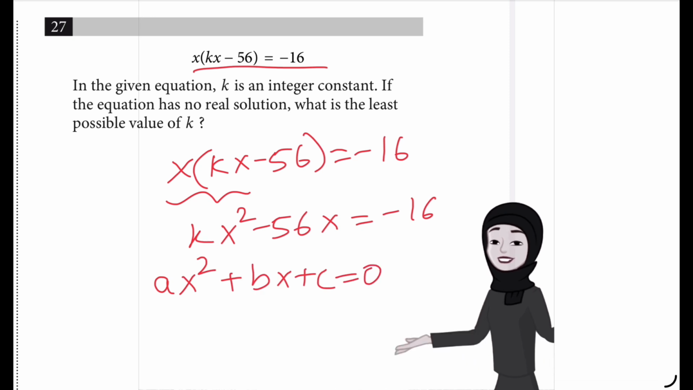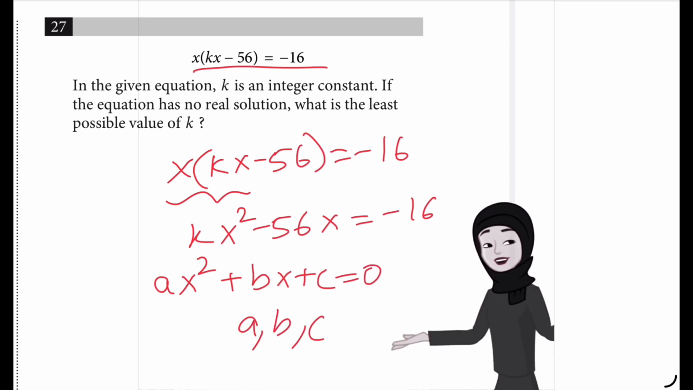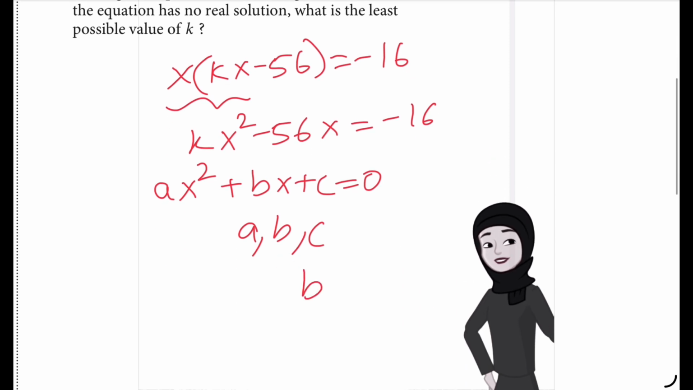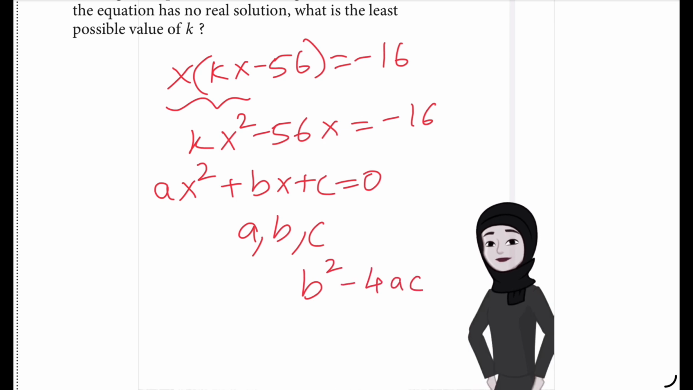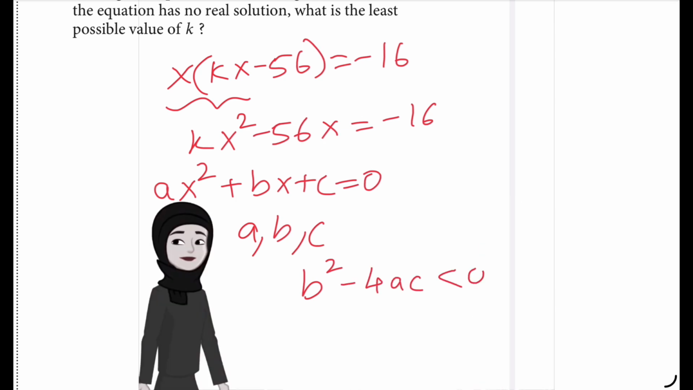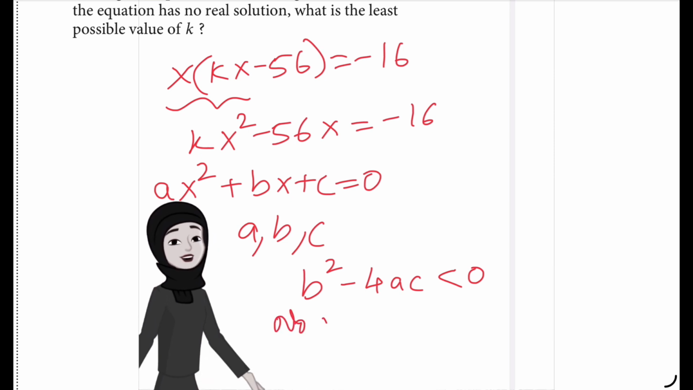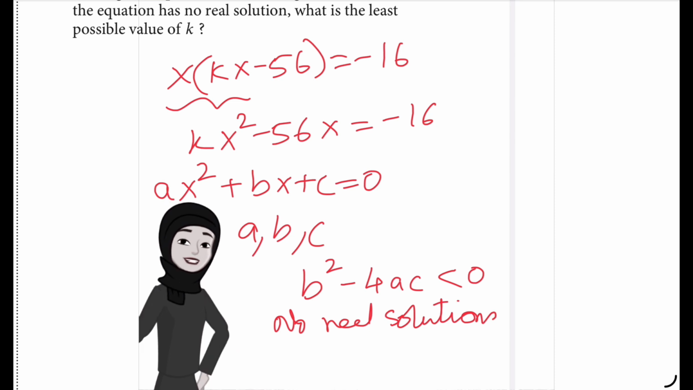An equation of the form ax² plus bx plus c is equal to 0, where a, b and c are constants, has no real solutions if and only if its discriminant, the part in the quadratic formula b² minus 4ac, is negative, or in other words, less than 0. Then it will have no real solutions.